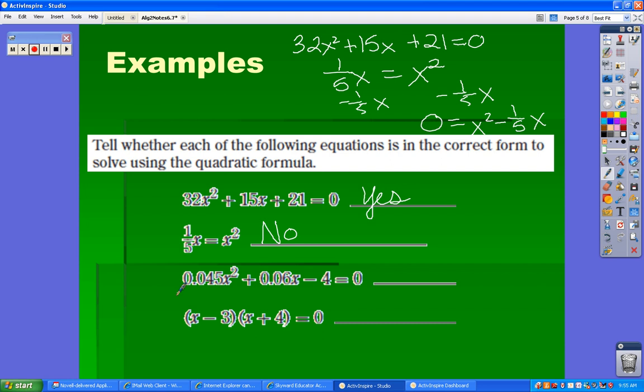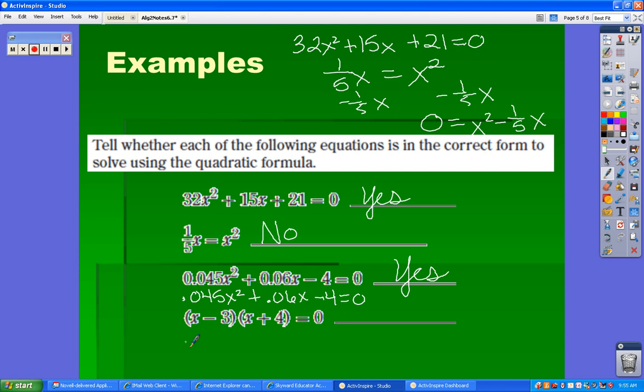This guy, I have 0.045x squared plus 0.06x minus 4 equals 0. Okay, I got 0 on one side. I got an x squared term. This is ready to go for quadratic formula.